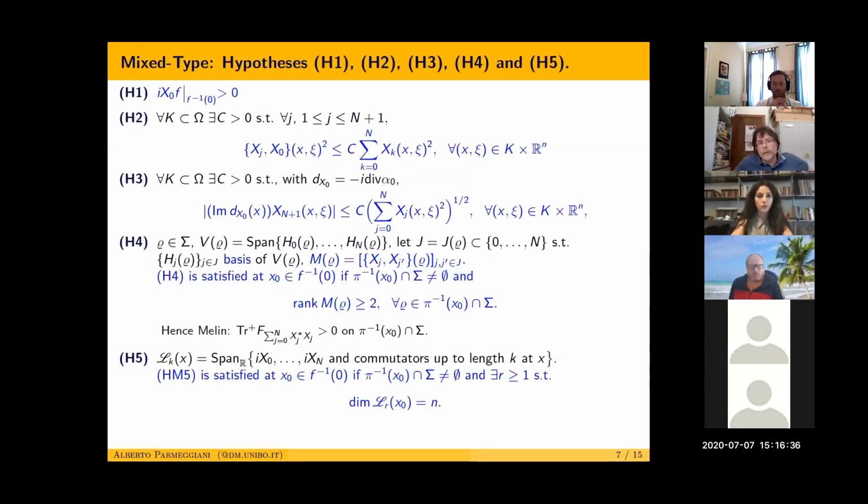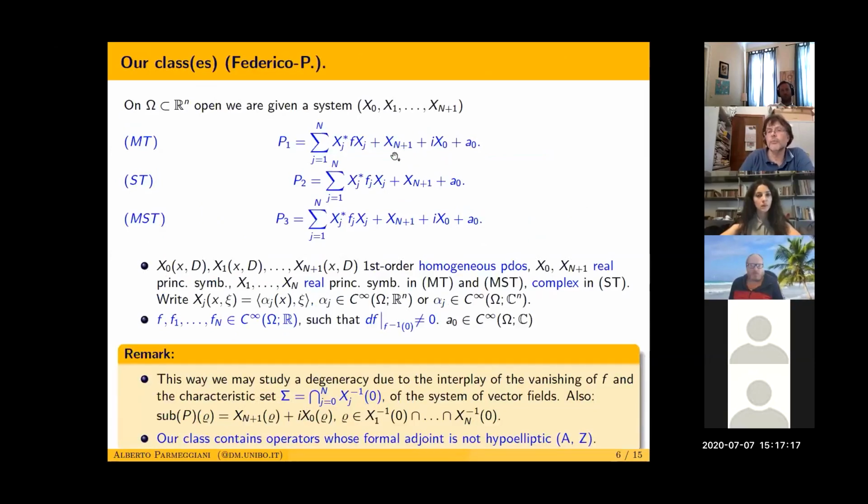So what are the conditions in the mixed type, in the MT kind? You see, ix naught f must be bigger than 0. So moving along the direction of x naught, f changes sign from 0 to plus, because we must have a zero. And then we have a control of the Poisson brackets, in general the commutator of xj and x naught must be controlled by the principal symbol of the sum of squares starting from 0. So x naught contributes to this. So xn plus 1 is mute for a while.